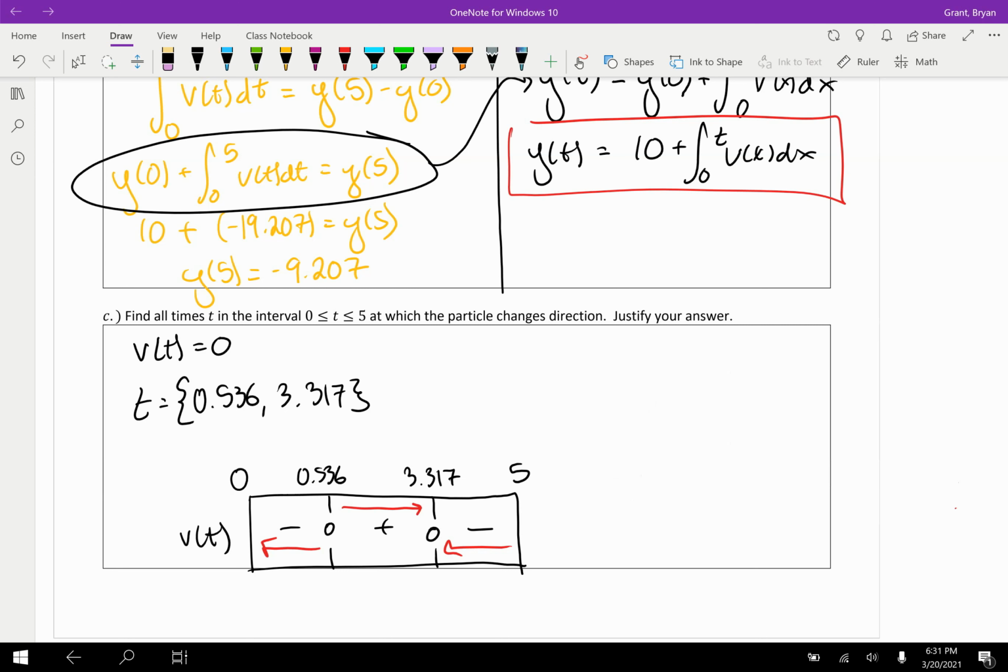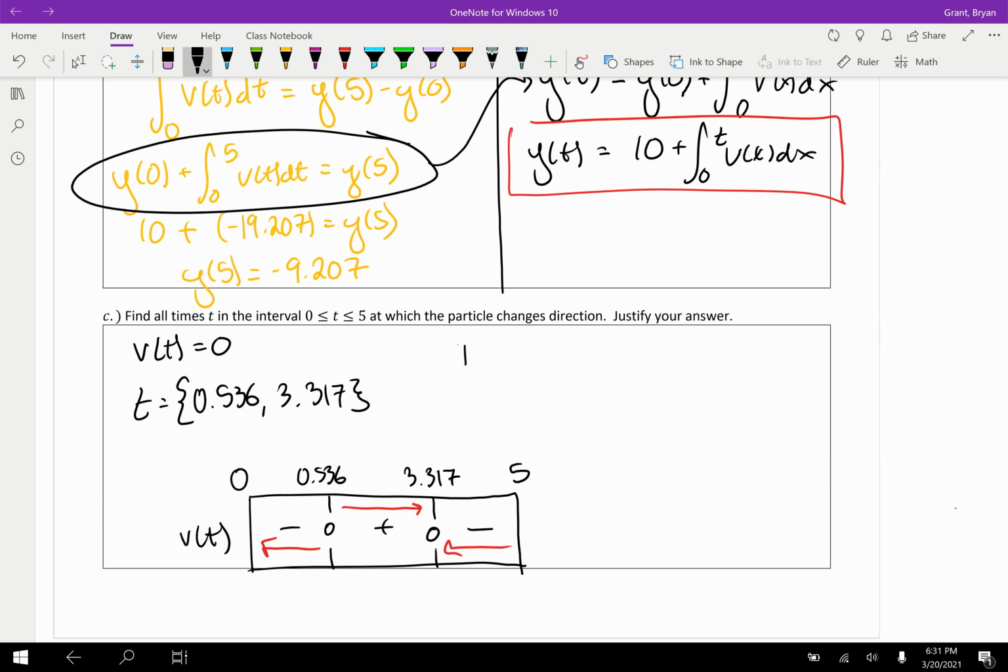And so our justification here can't be that because v of t is 0 at these time values, that's where the particle changes direction. We don't know that. We need to make sure that v of t changes sign. This is kind of like the second derivative, right? With inflection points, we need to see a change of sign. This is one of those weird times with critical points. We need that as well.